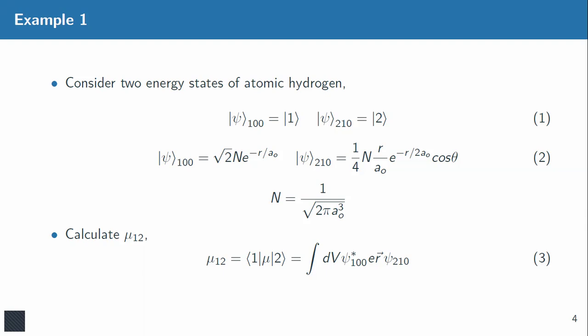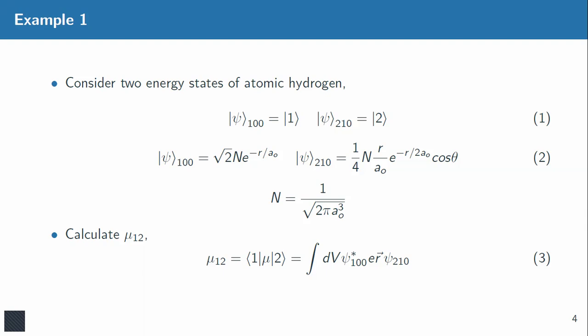The explicit form of these states is given in equation 2. We can see that both states have no azimuthal dependence, in other words, no phi dependence, and where N is the normalization factor. In order to calculate the transition dipole moment, we have to take the expectation value of the dipole operator for the two transition states, that is the ground state and the excited state. For the atomic hydrogen states, it changes into the integral form.